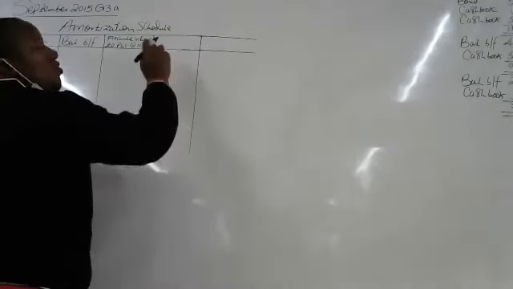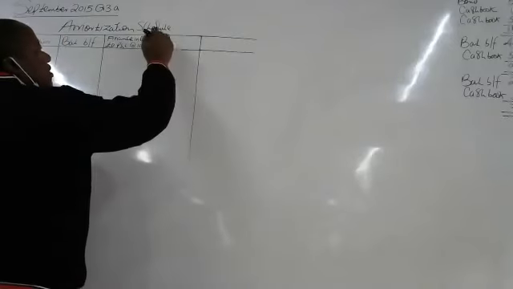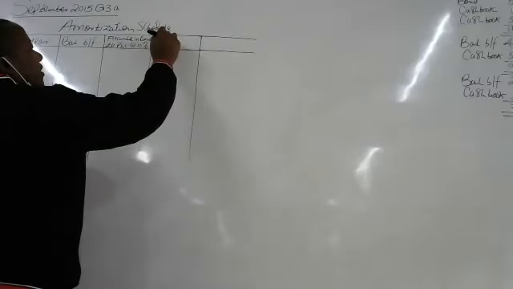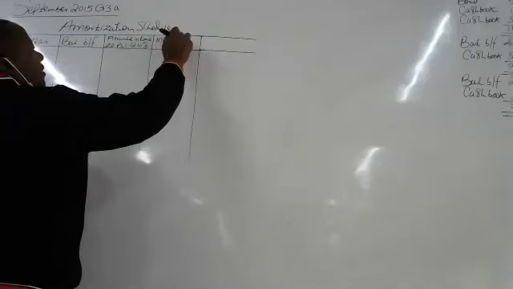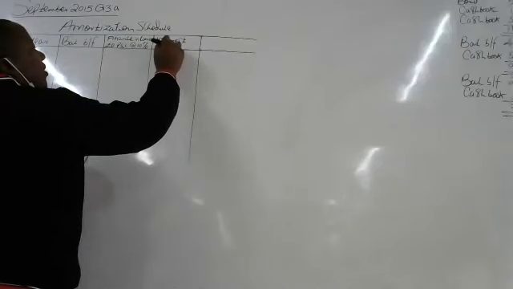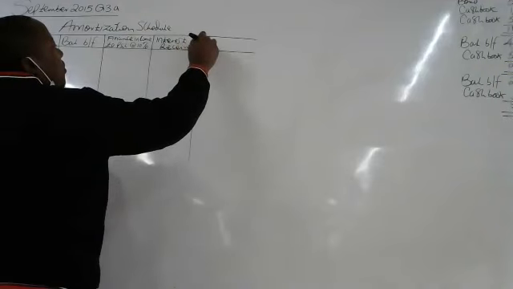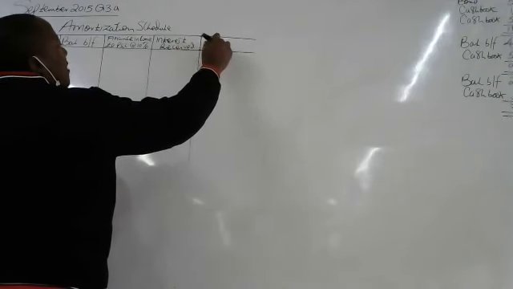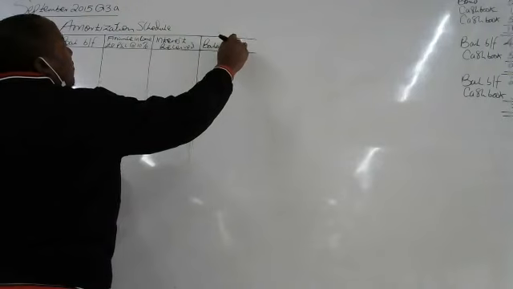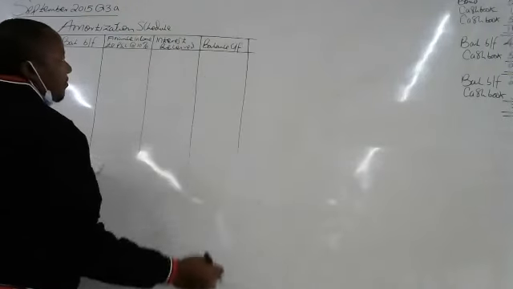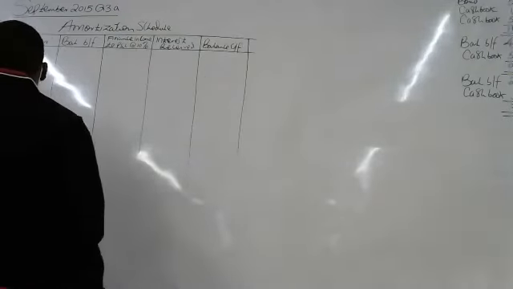Then there is no coupon. So there is no interest received. But let me include the column. Then we'll be able to get the amortized cost balance carried forward.